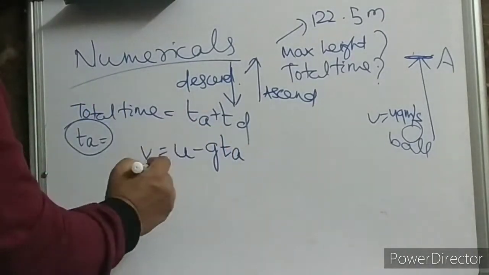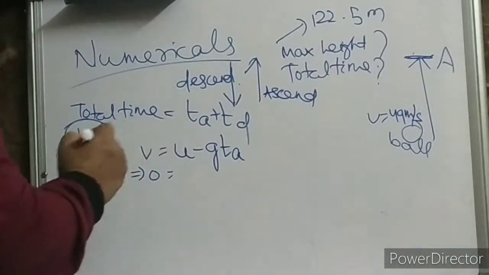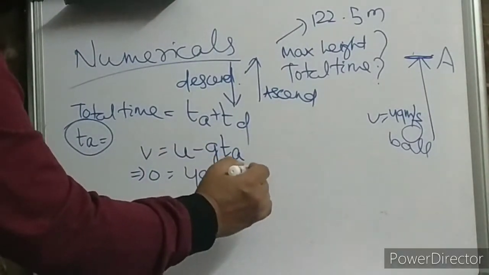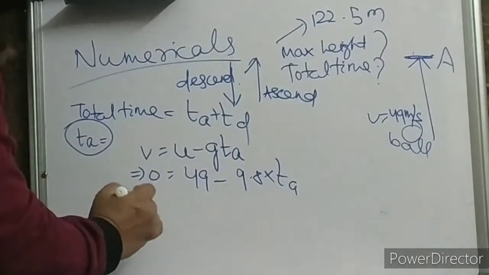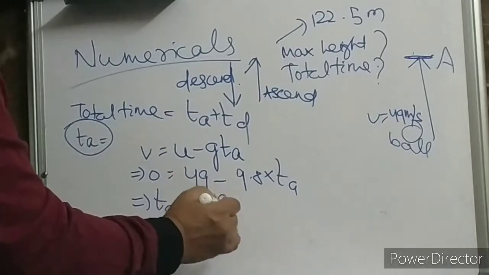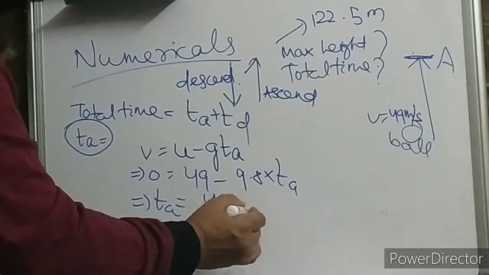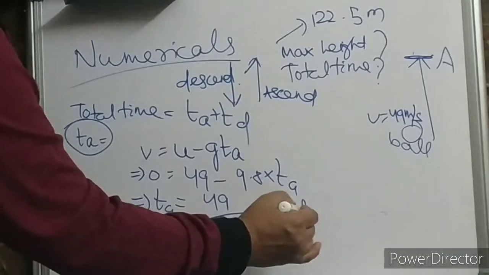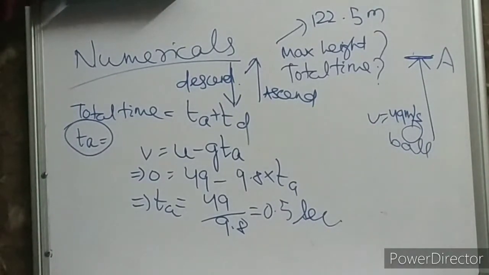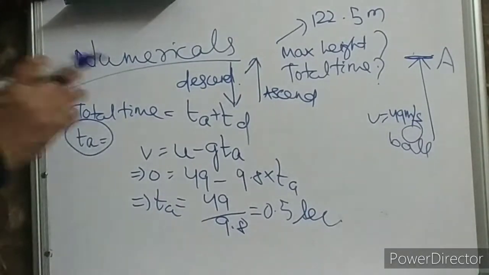So what is this now? This is your 0. What is U? 49. What is G? 9.8 into TA. So what is your TA now? Can you people find out? 49 by 9.8. So this is simply 0.5 second, or simply 5 seconds, children. It is simply 5 seconds, children.